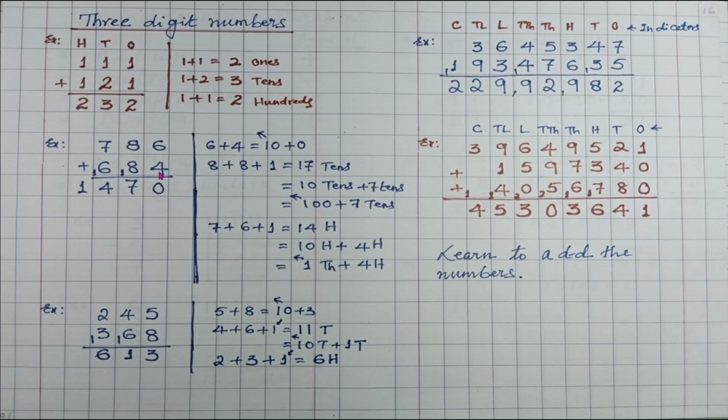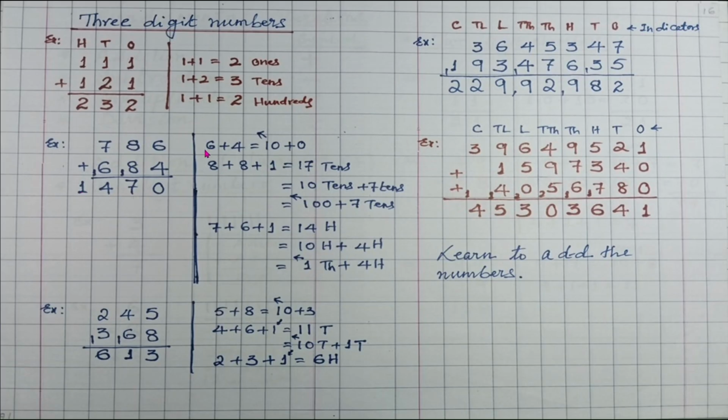Now let us take one more example. 786 plus 684. Add the units digit here. 6 plus 4 is 10. 10 means the unit digit is 0, carry 1 here because we are carrying 10. So 8 plus 8 is 16, 16 plus 1 is 17. 17 tens means 7 tens plus 100, so carry 1 again. 7 plus 6 is 13 plus 1 is 14, again 14 means 14 hundreds, so write 400 in the hundreds place and carry 1, 1000 is carried further, so it is 1470.